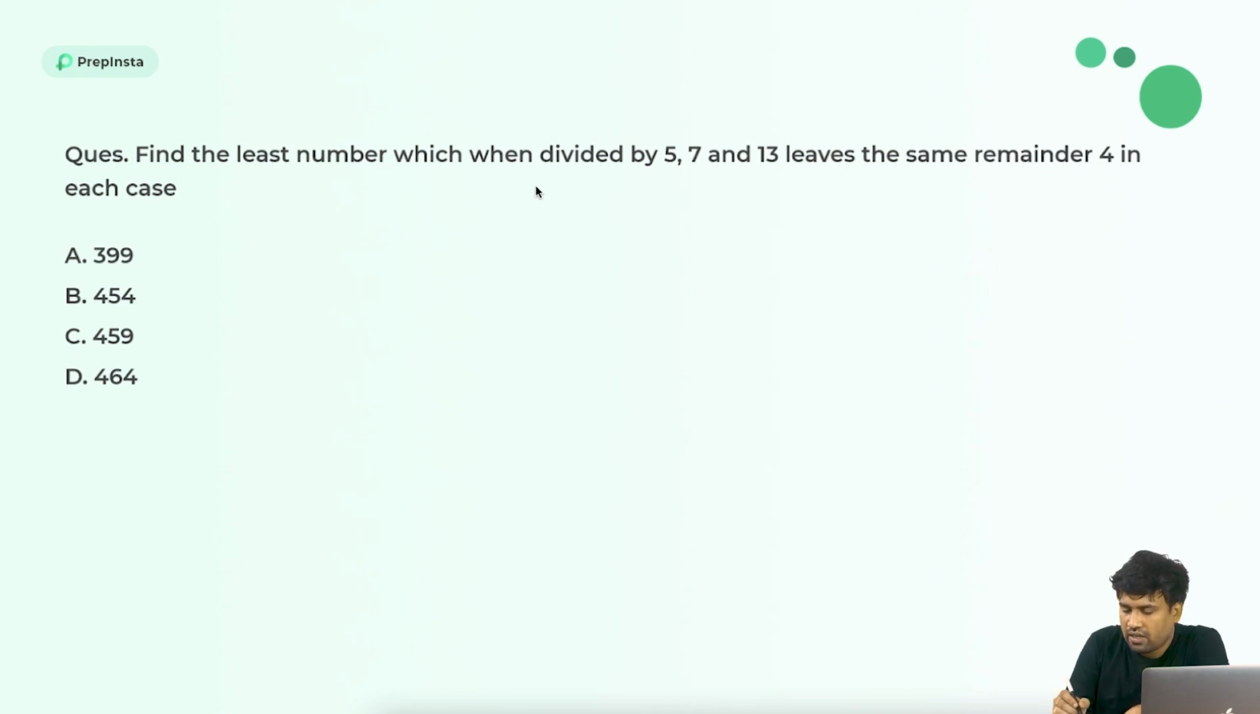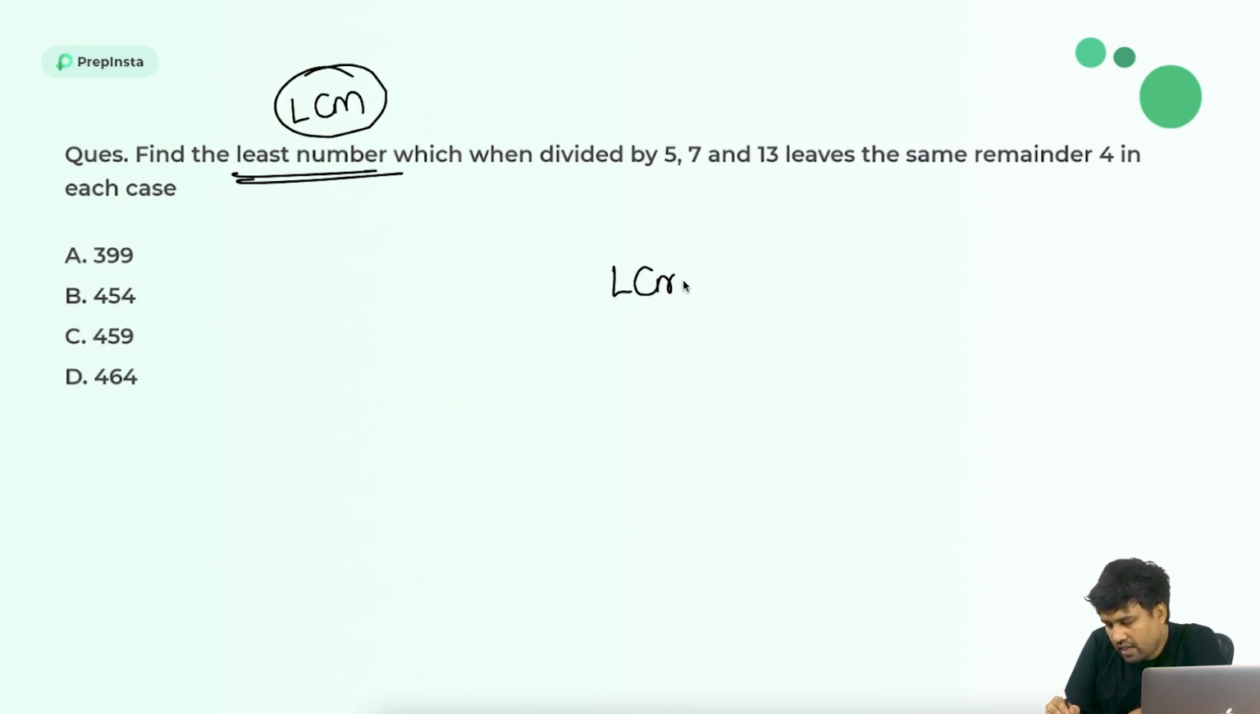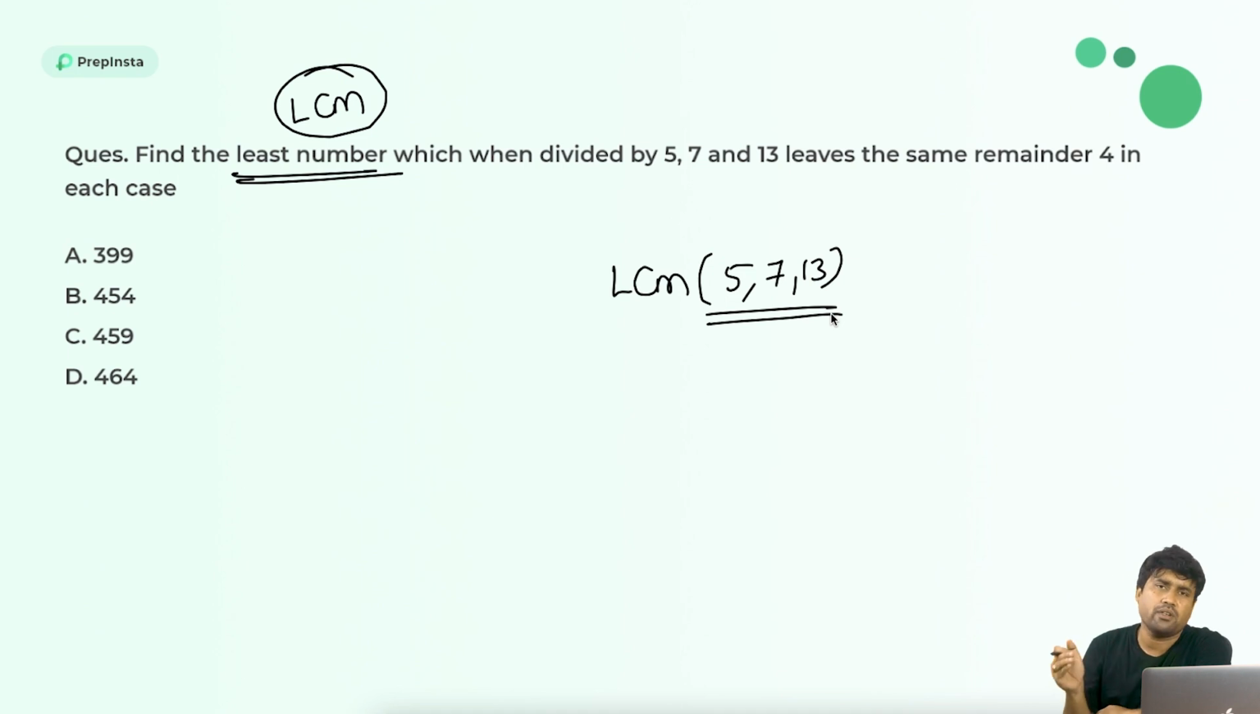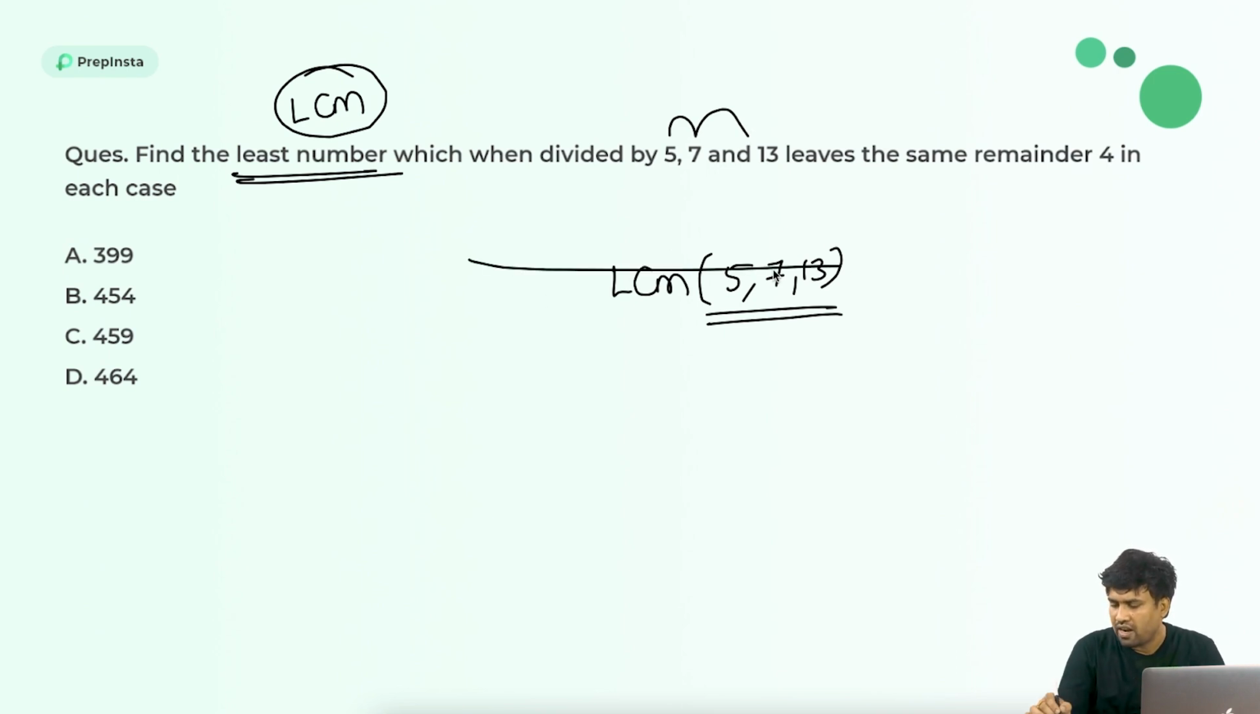So whenever they have given the least number, which is nothing but LCM, you have to find. What is the LCM of 5, 7 and 13? 5, 7, 13 are co-prime numbers. They don't have any common factor. So the first step you need to do is immediately multiply them after reading the question. That's it. So whenever co-prime numbers are given, you don't have to even write this statement. Just simply multiply them. The answer will be correct.